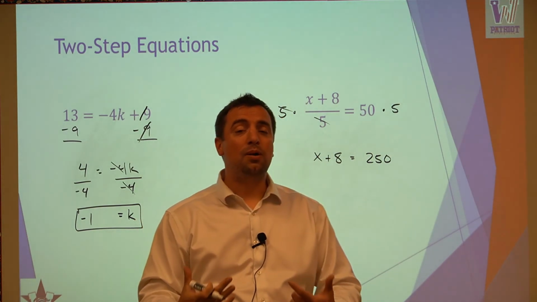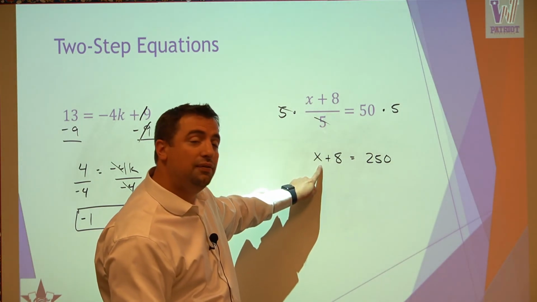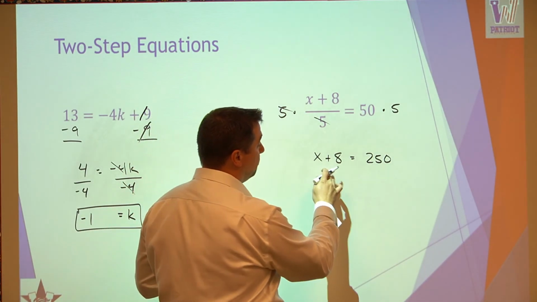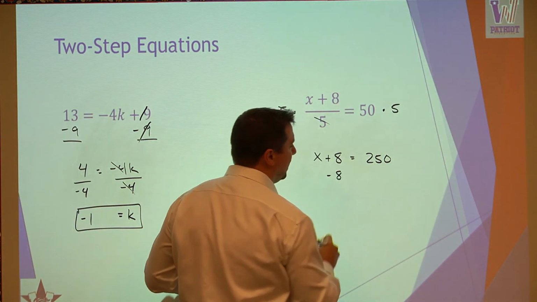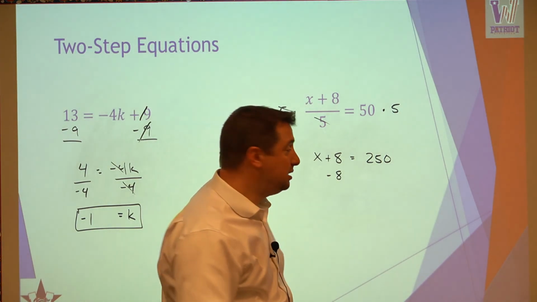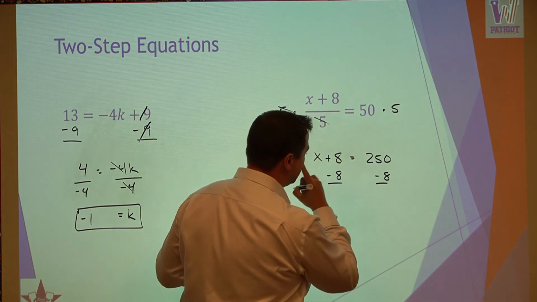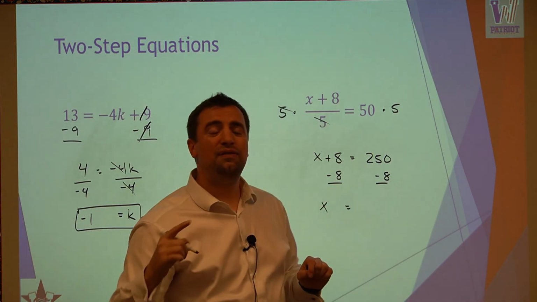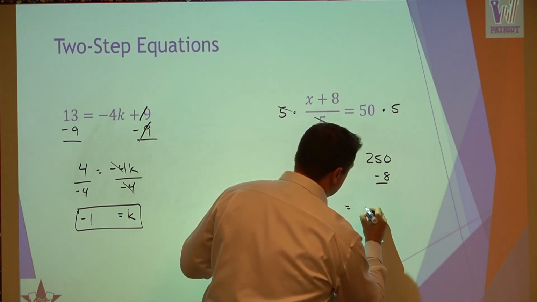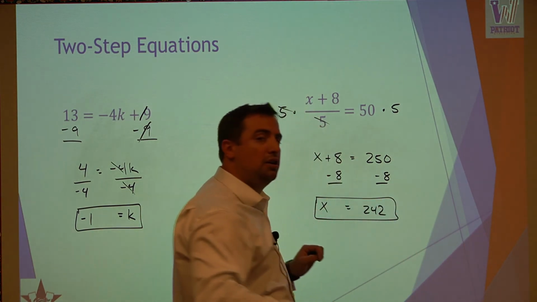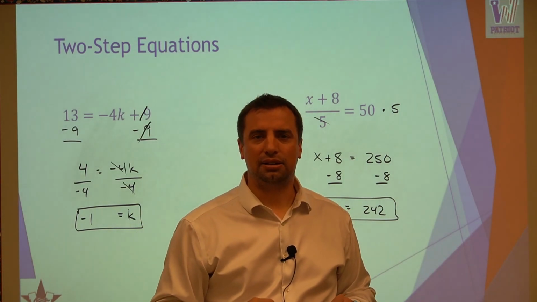Okay? And now I have my one-step equation. Isolate the variable on the left side right here. I do that by doing the inverse operation of plus 8. That is, subtract 8. Now, keep it in balance. So I do the same to both sides. Once again, I bring the x down. And then 250 minus 8 is 242. And I have solved for the value of x.